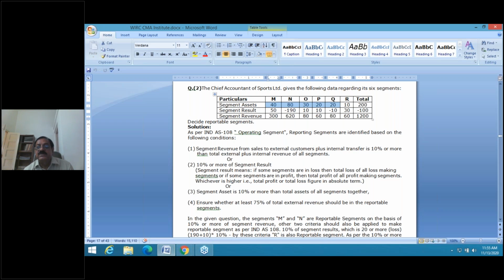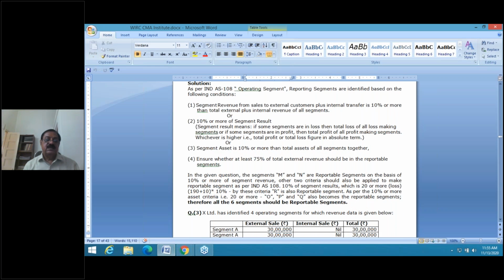So this is exactly 10%, so it is covered. M and N were already there. P and Q, new ones come. Okay. So at the end of three criteria, M, N, O, P, Q. Out of 6, 5. So obviously R remains a single segment. When you are showing separately for M, N, O, P, and Q, then obviously R is automatically separated. So in fact, at the end of three criteria, if you see, all 6 are reportable segments. So your answer is this.